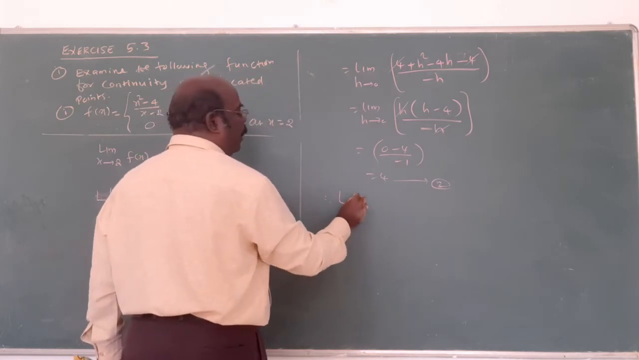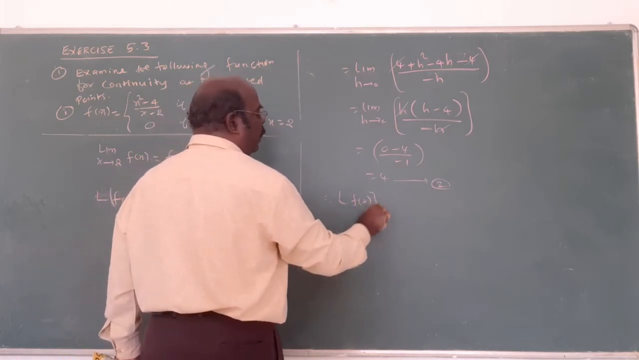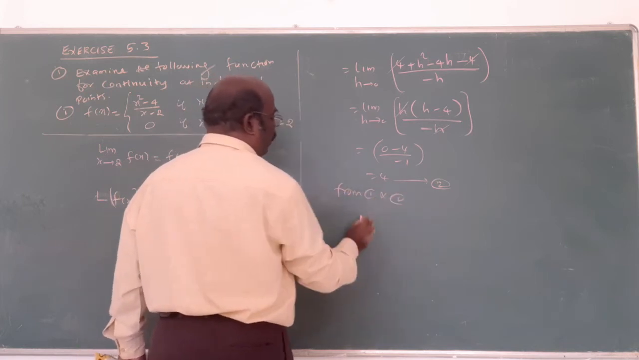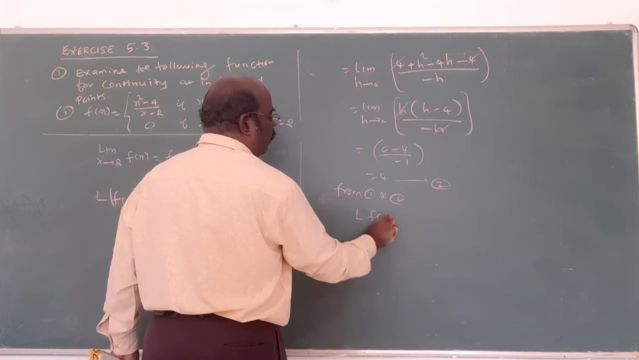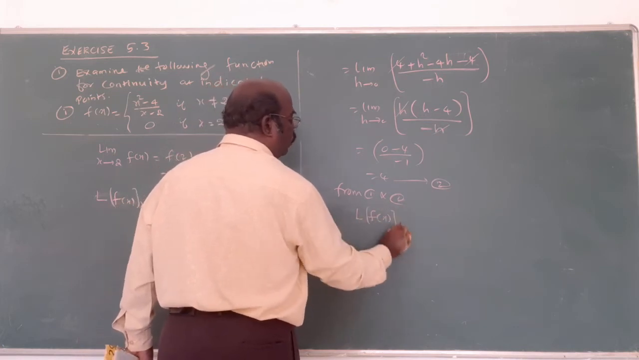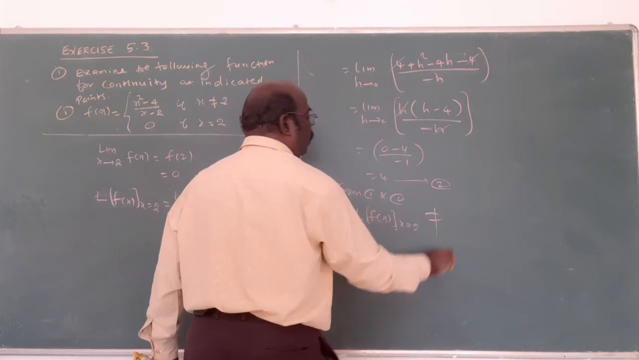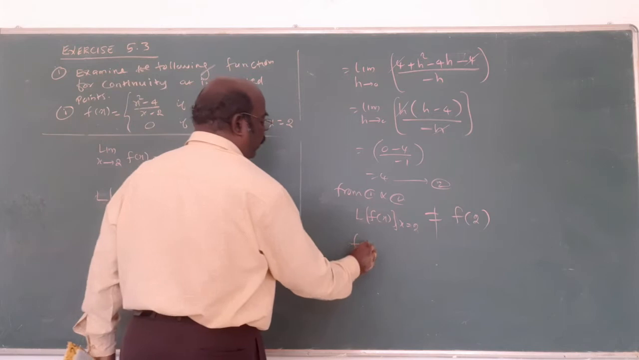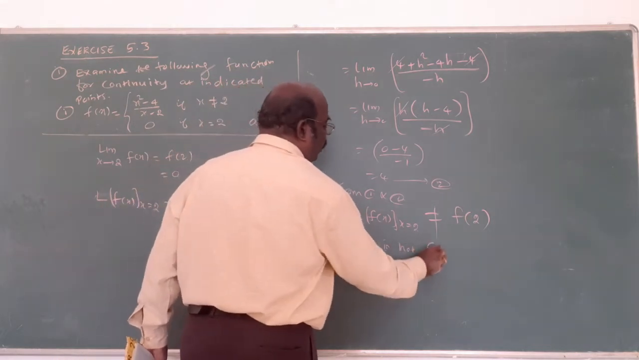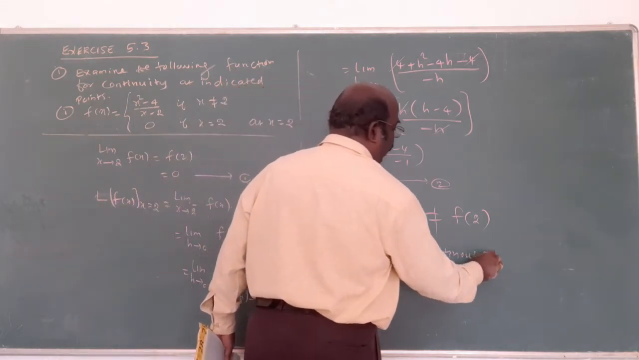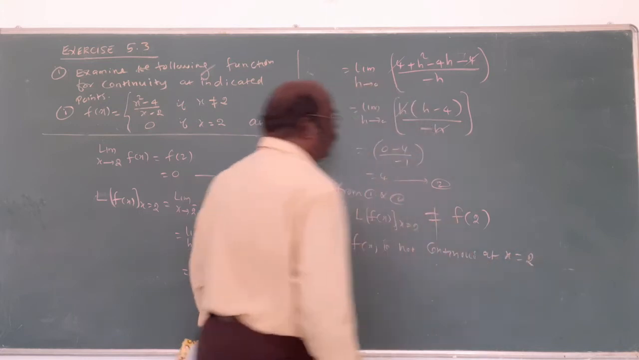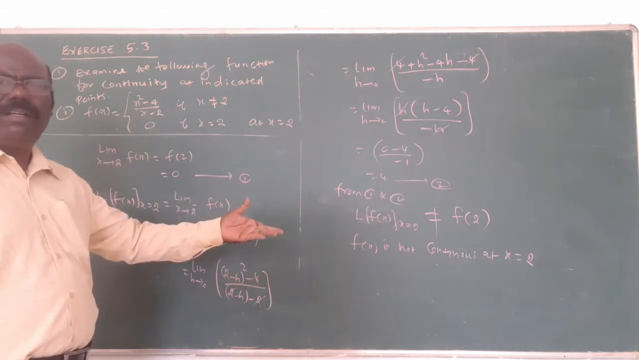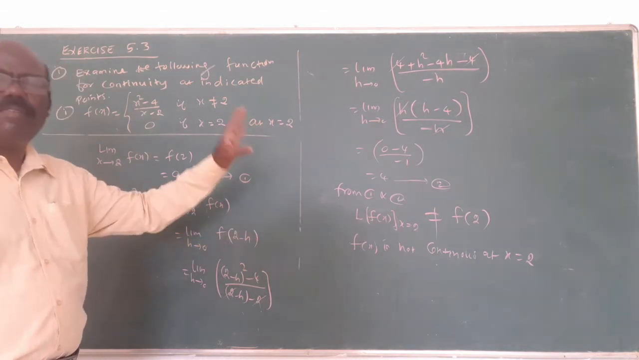Therefore, the left limit of f of x from 1 and 2: the left limit of f of x at x equal to 2 is not equal to f of 2. Okay? That's why f of x is not continuous at x equal to 2. And you can find the right limit. Because this will not be equal, that's why f of x is not continuous.